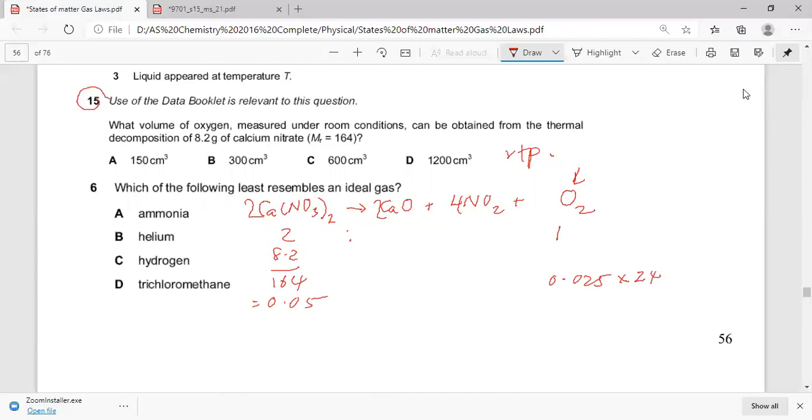Which will give you, actually, hold on. Sorry about that. Now here, this equals 0.025 times 24 dm cubed, which is 0.6 dm cubed, or 600 cm cubed. This is the answer here. So you use the equation and very simple calculations.